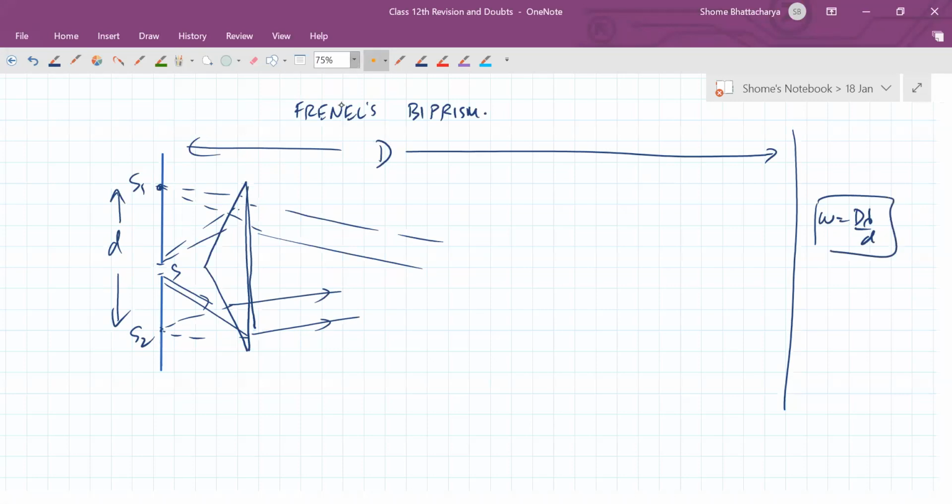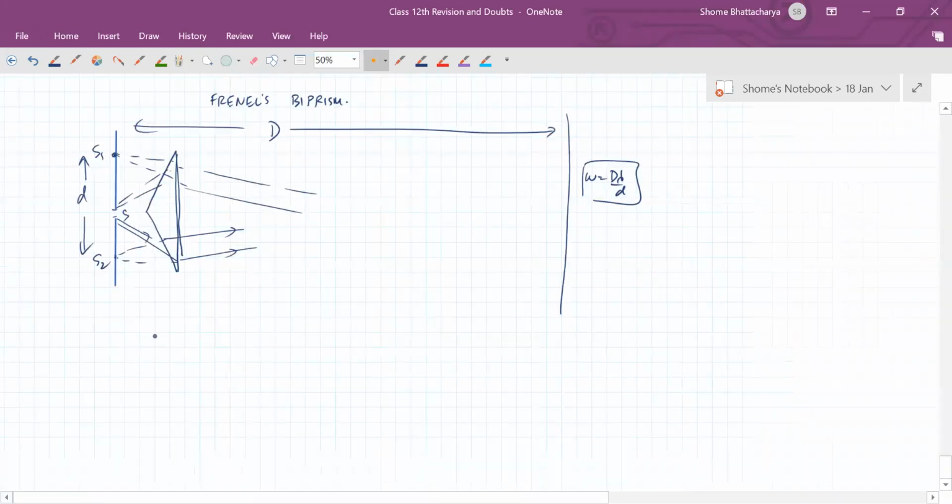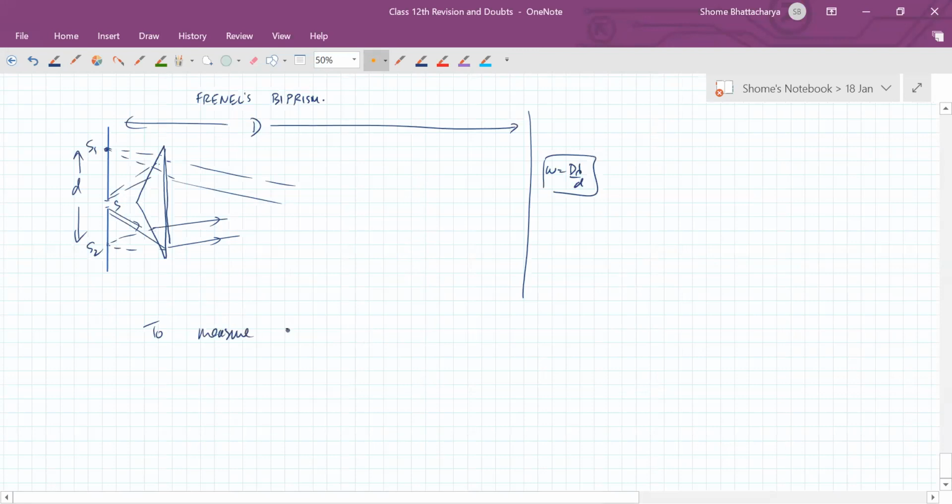Now in the experiment, how do we measure small d? Okay, so to measure small d, that is the distance between the virtual sources S1 and S2, which are like virtual images of the single slit that you're seeing from this side of the biprism, we use this method. In front of this arrangement where the single slit is there and the biprism is there, you place a screen somewhere here.